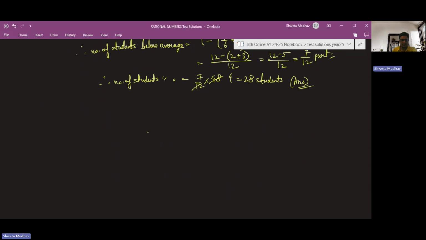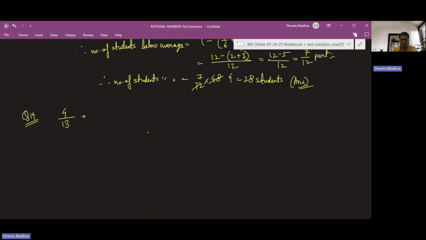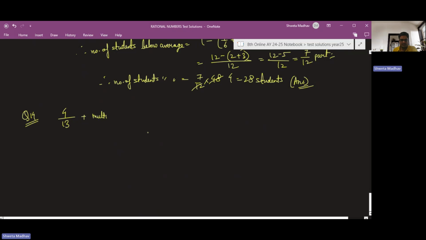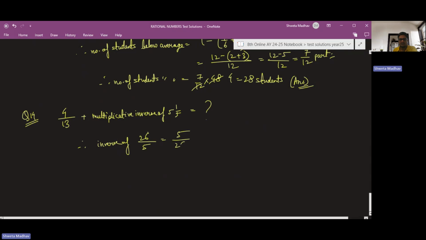Then in question number 14, it has been told to add 4 by 13 with the multiplicative inverse of 5 1 by 5. Therefore, the multiplicative inverse of 5 1 by 5, which means 26 by 5, is obviously 5 over 26.